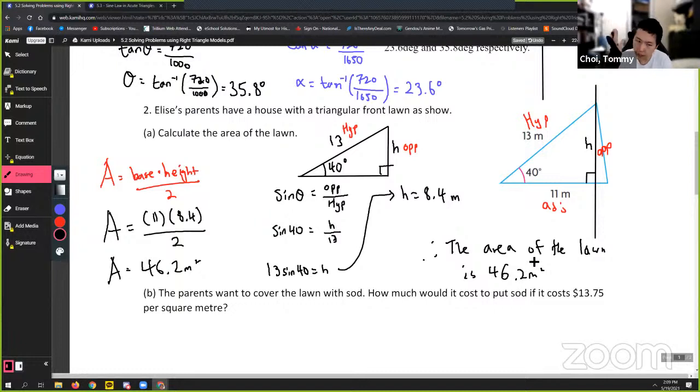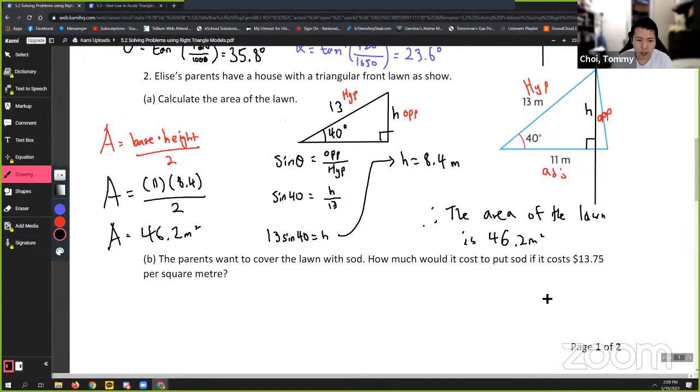So identifying that, yes, we know that the triangle is not a right angle triangle. So as a result, we draw a right angle triangle using the height of the triangle, which allows us to solve for the height and then find the area.